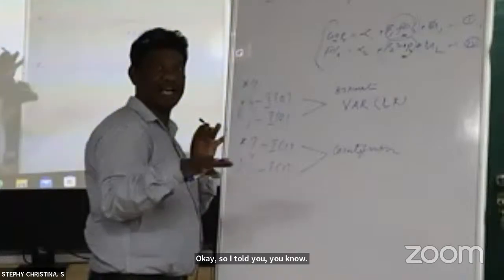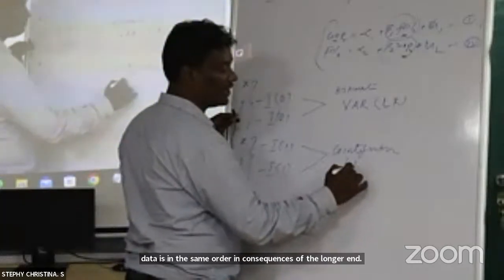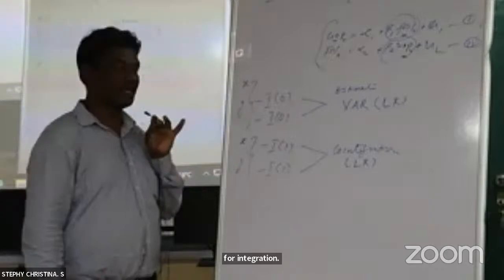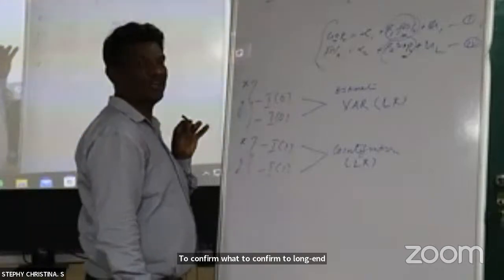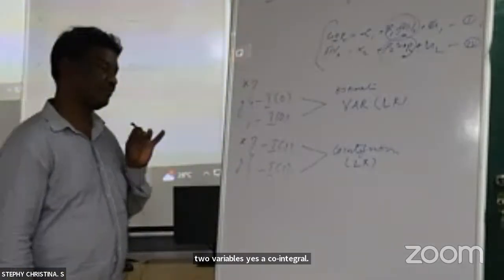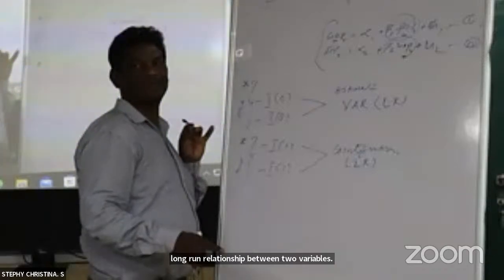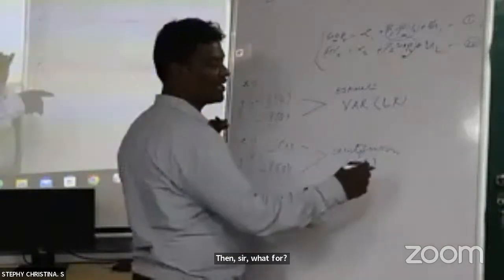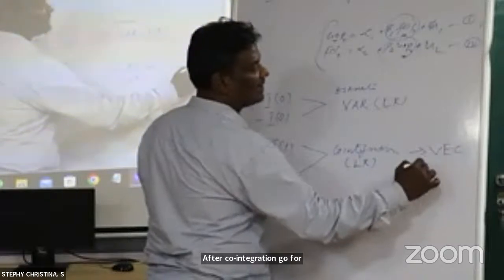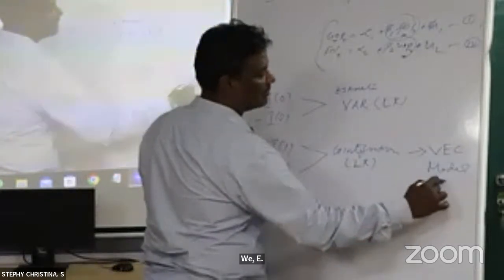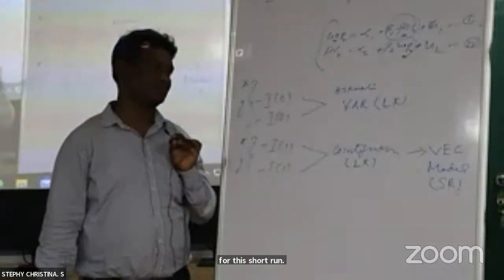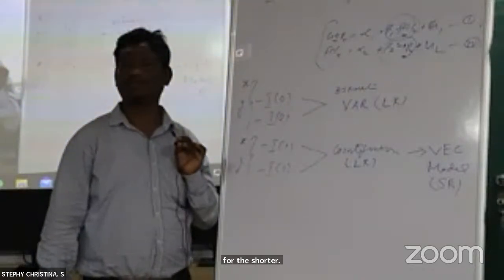I told you the data is in the same order. It consists of long run and short run information. So you can go for co-integration to confirm the long run relationship between two variables. But there is also short run information. So how to go for the short run information? After co-integration, go for the VEC model for the short run. So co-integration for the long run and the VEC model for the short run.